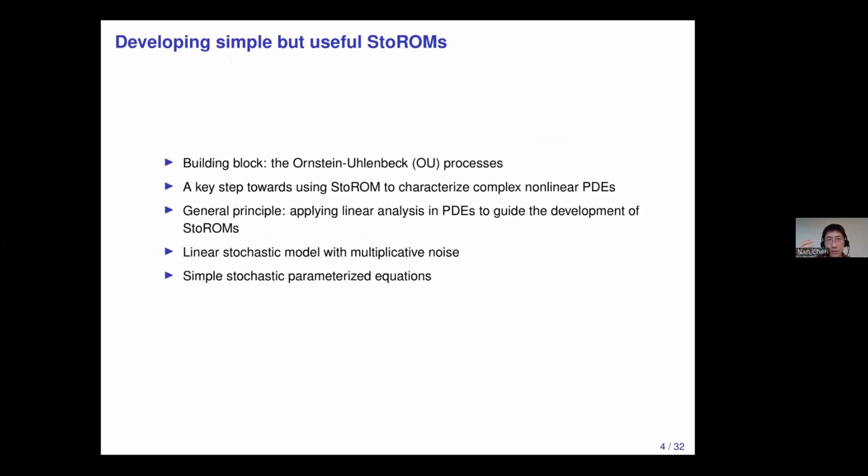So now I try to discuss some concrete examples. You don't need to have any background about these stochastic models, but I try to go through things from a very simple case to more complicated things. The first thing I want to discuss is the Ornstein-Uhlenbeck process, which is our building block for the reduced model. Then I'll go to more complicated situations.